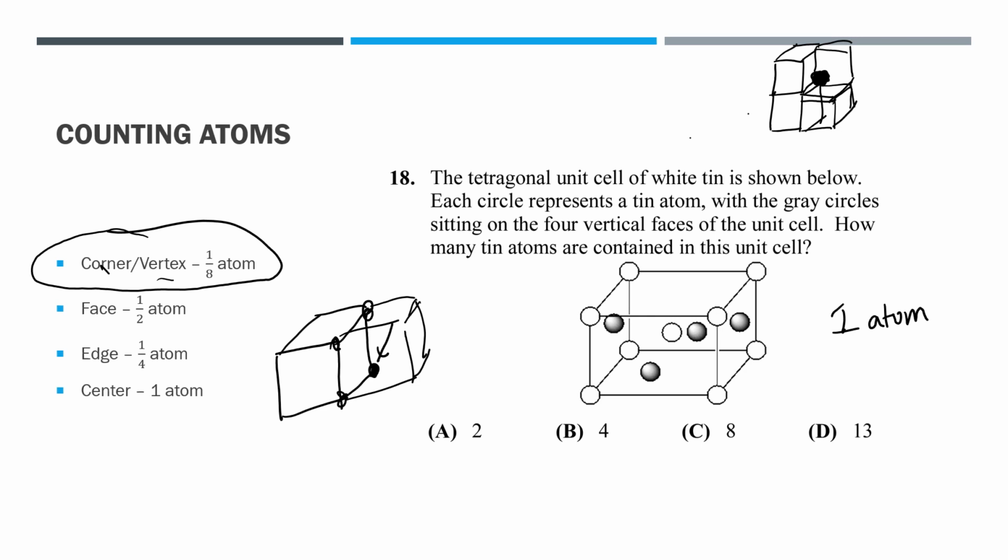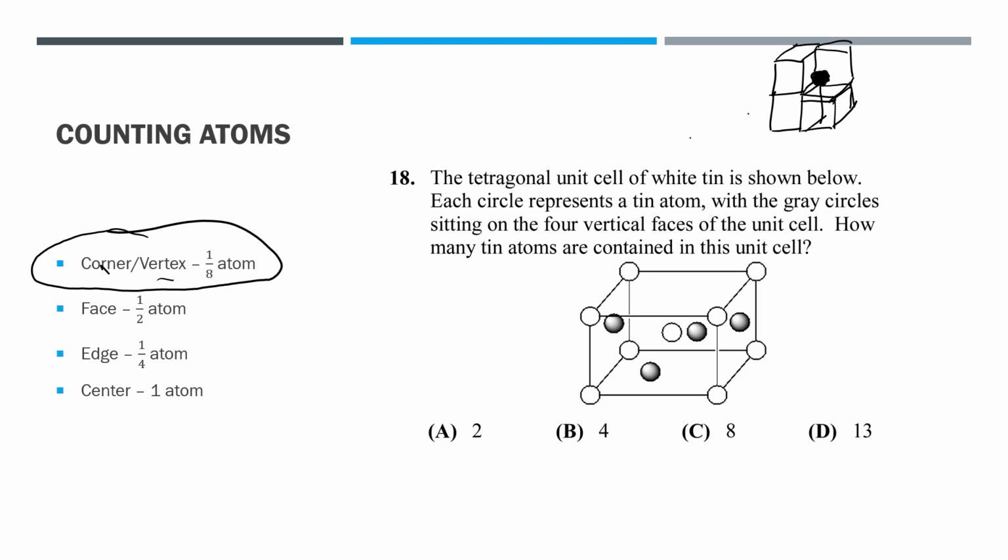So let's look at another example. I think the other examples are easier to visualize. Say we have one on the face. We have an atom on the face of a cube. So let's draw that out.